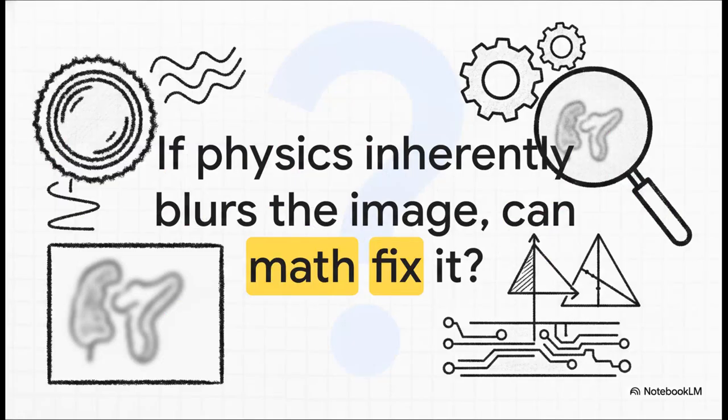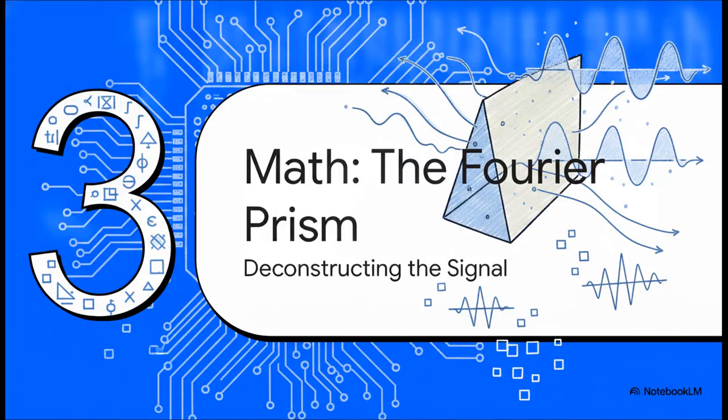So, the crucial takeaway here is that we're starting with a flawed, fuzzy dataset, which leads to a very natural question. If physics inherently blurs the image at the hardware level, can math just step in and fix it? Let's leave the messy physical world behind for a second and step into the pure theoretical realm of mathematics to find out. Part 3, Math and the Fourier prism.